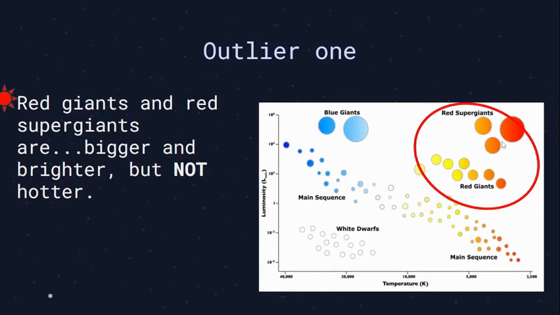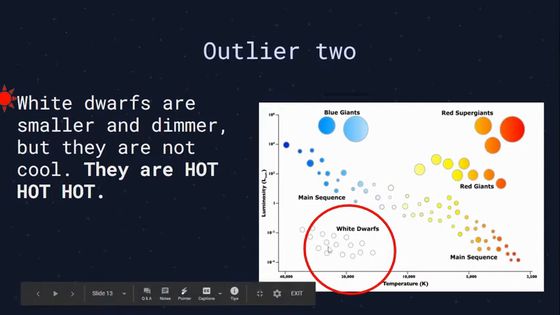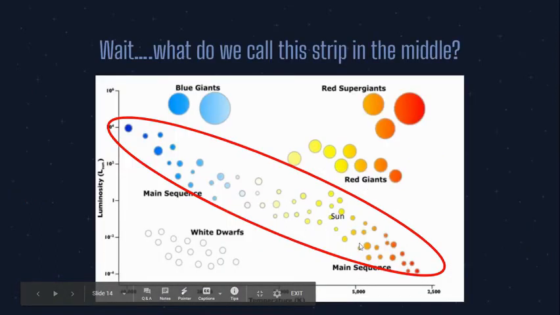Even though they're really big, they're really bright, but these guys are cold, so they're outliers. And then we also have white dwarfs here, right? These guys are hot, hot, hot, hot, hot, but they're very small, so they're not very bright. Usually the smaller something is, the dimmer it is, right? So these are small and dim, but they're very, very hot. So we have our two outliers along here.